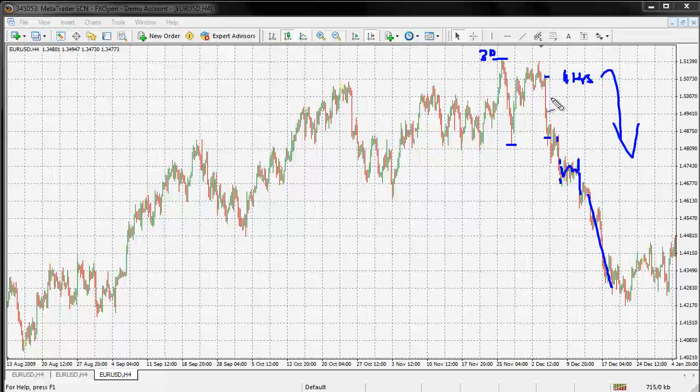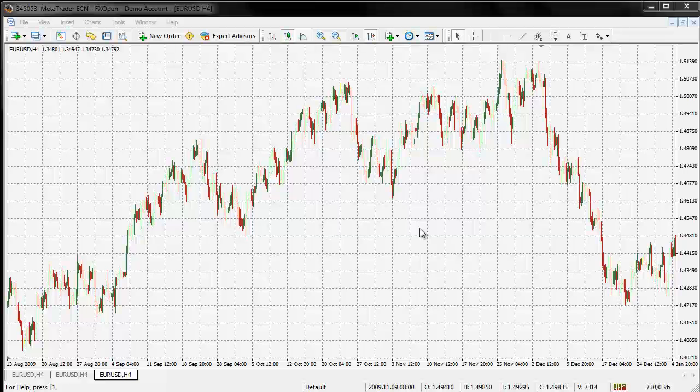So this is all a part of market sentiment and trying to work out when the market is going to drop. And we're going to be using that kind of analysis in conjunction with the indicators that are actually available within the MT4 trading station.